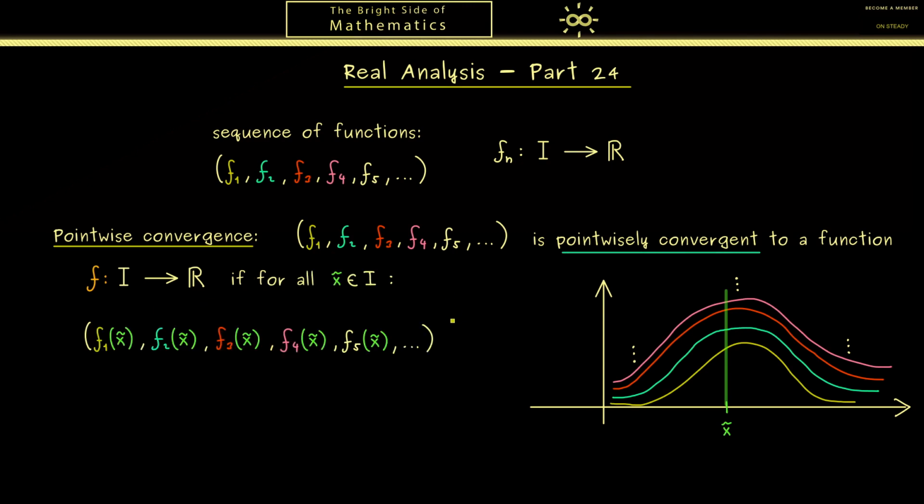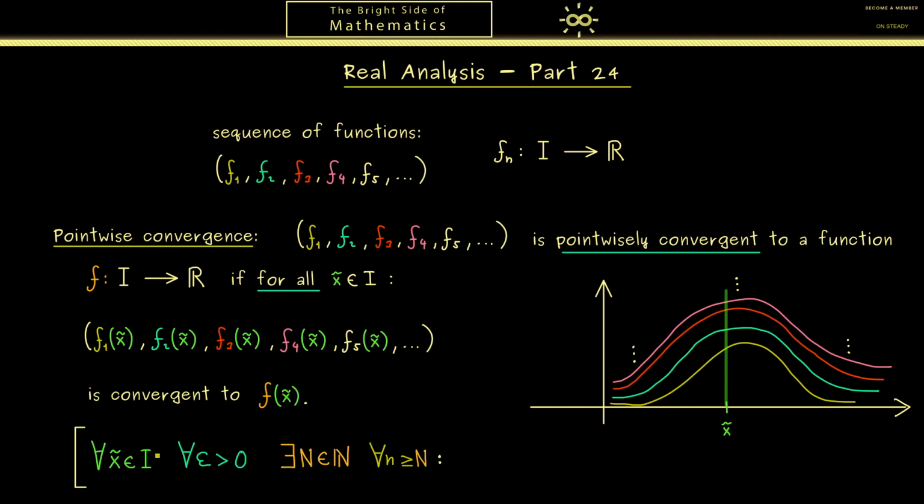Hence what we need here is that no matter which x tilde we take from I, we get a convergent sequence here for the values. And then the limit we just call f of x tilde. So you see, the important part here is that we have this property for all x tilde. Therefore, it might not be so surprising that we can describe the whole thing efficiently by using quantifiers. So for all x tilde in I, we have the convergence property.